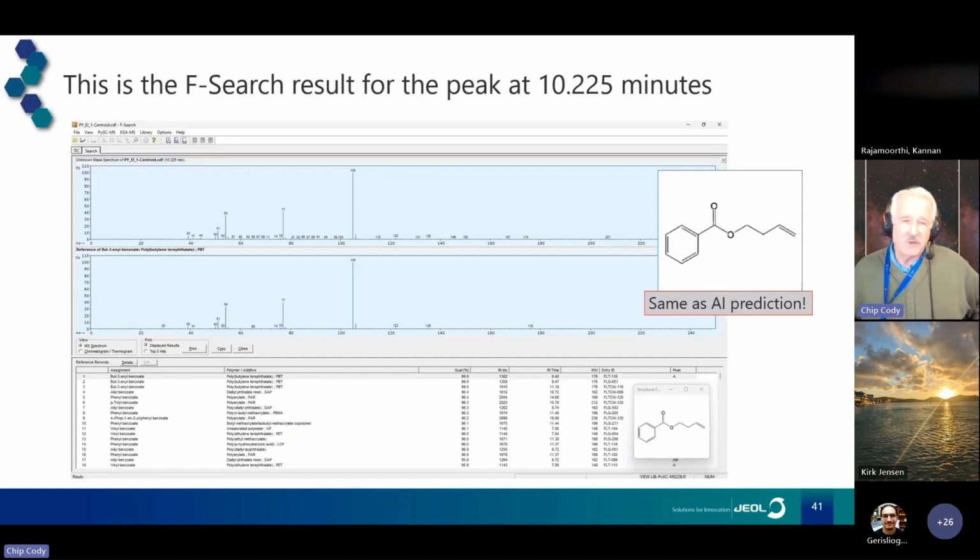So that's what MS Fine Analysis came up with for something that wasn't in the NIST and Wiley libraries. This one happens to be in the Frontier Lab library, and the F-search result matched exactly with what we'd predicted. So this is at least one independent support for the candidate composition that our program came up with.